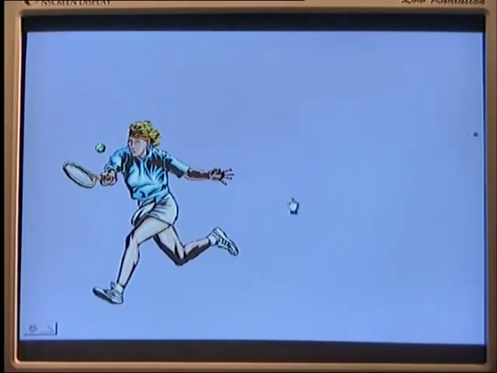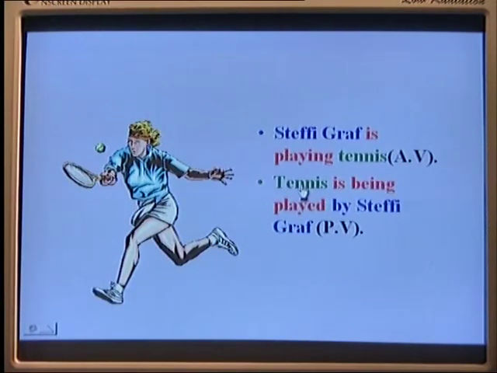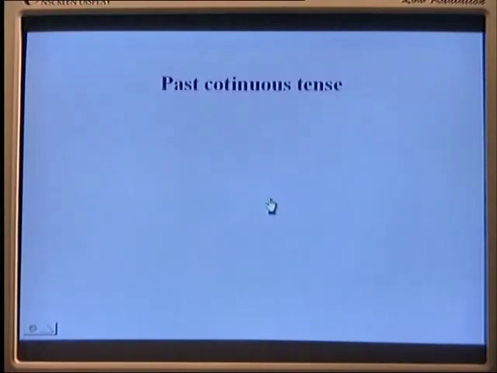Look at another sentence. Do you recognize her? She is Steffi Graf. What is she doing? Steffi Graf is playing tennis. Can you change it into passive voice? Tennis is being played by Steffi Graf. Because it is playing, it has become being played. Watching has become being watched. In the same manner, playing has become being played.